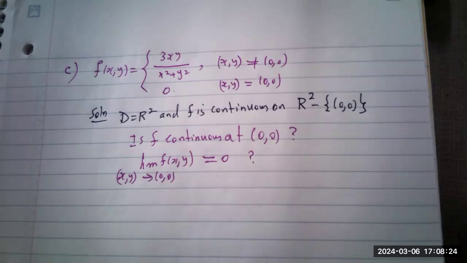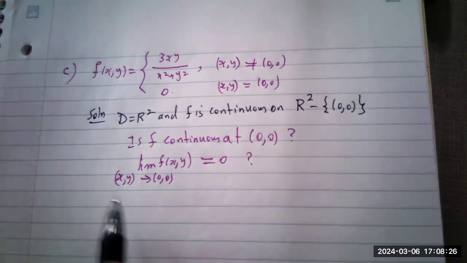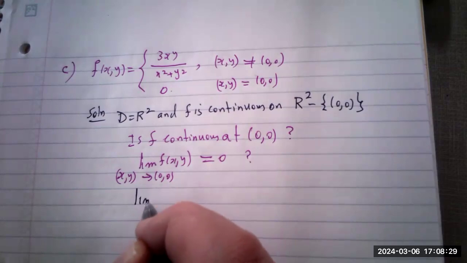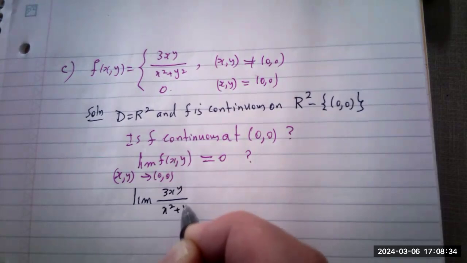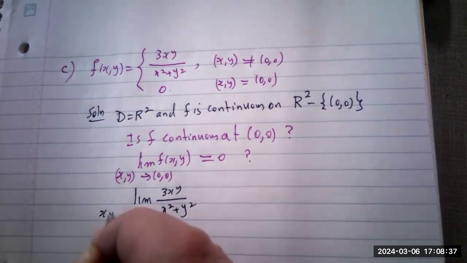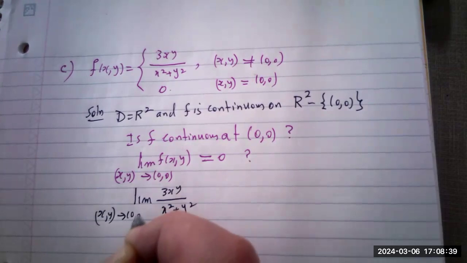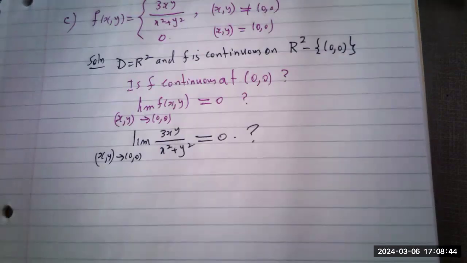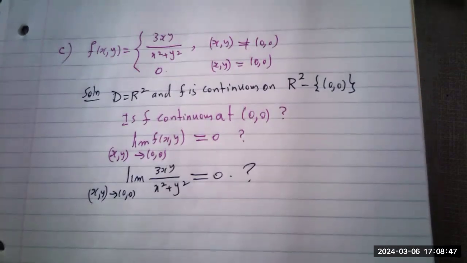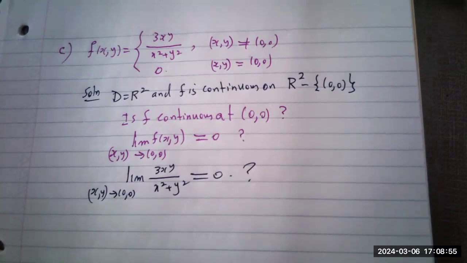When x and y go to 0, 0, x and y are not equal to 0. So this is equivalent to the fact that the limit of 3xy over x squared plus y squared, when (x, y) goes to (0, 0), would be 0. Okay, you can write all this in short form. Because when x and y go to 0, 0, this means x and y are not equal to 0. Now check. Look to see if you can find that bounded factor that I found when I proved those limits were 0.